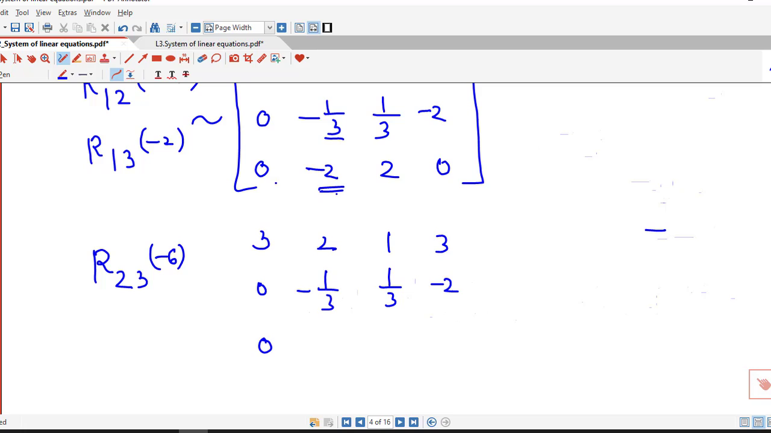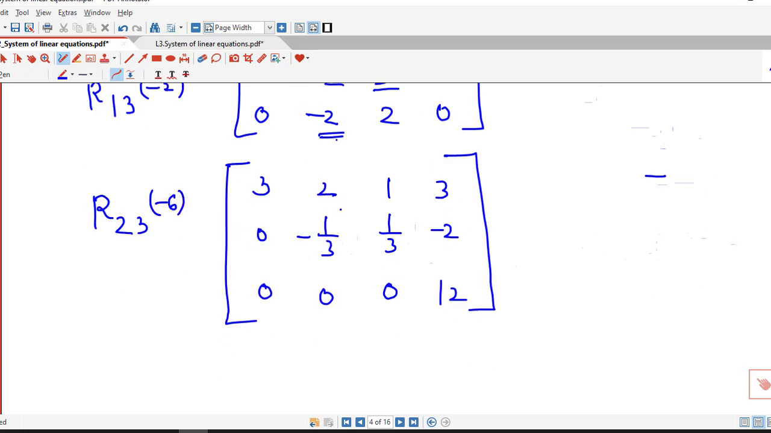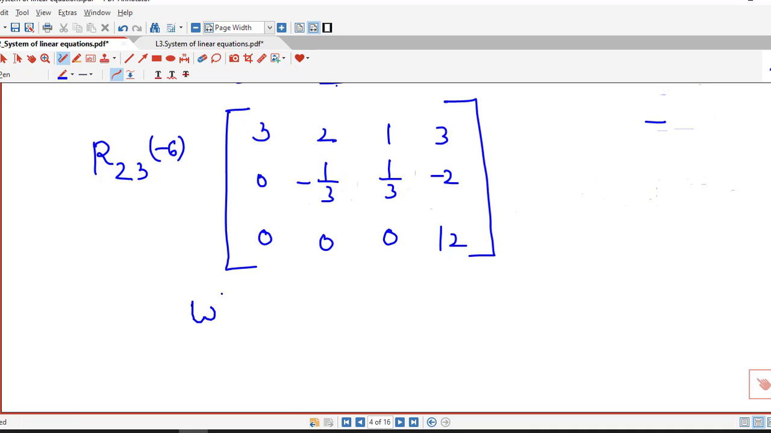Because of these two zeros there is no change here. Here we multiply minus 1 by 3 by minus 6, so we will have 2 and minus 2, which is 0. Similarly 1 by 3 into minus 6, that is minus 2, and plus 2, that is 0, and minus 2 into minus 6, which is 12, plus 0, so we obtain 12. So this is in row echelon form now.